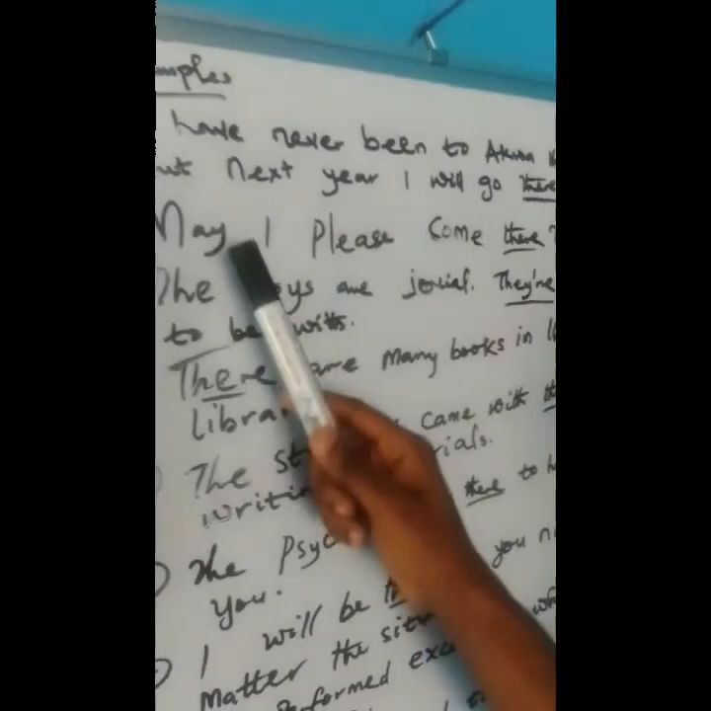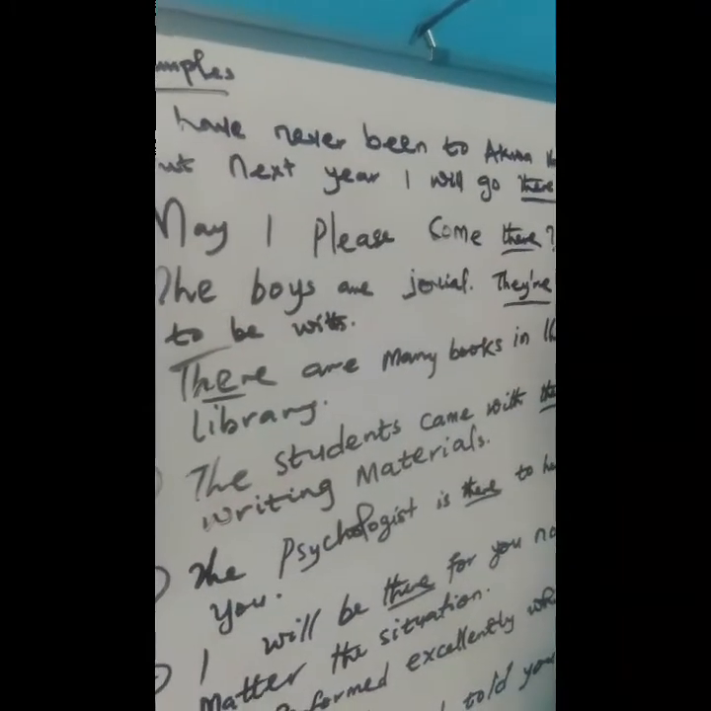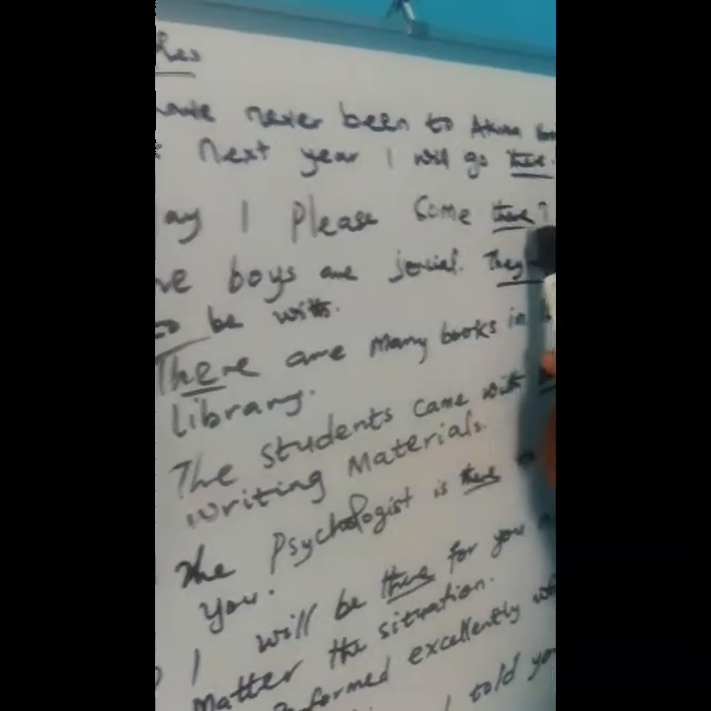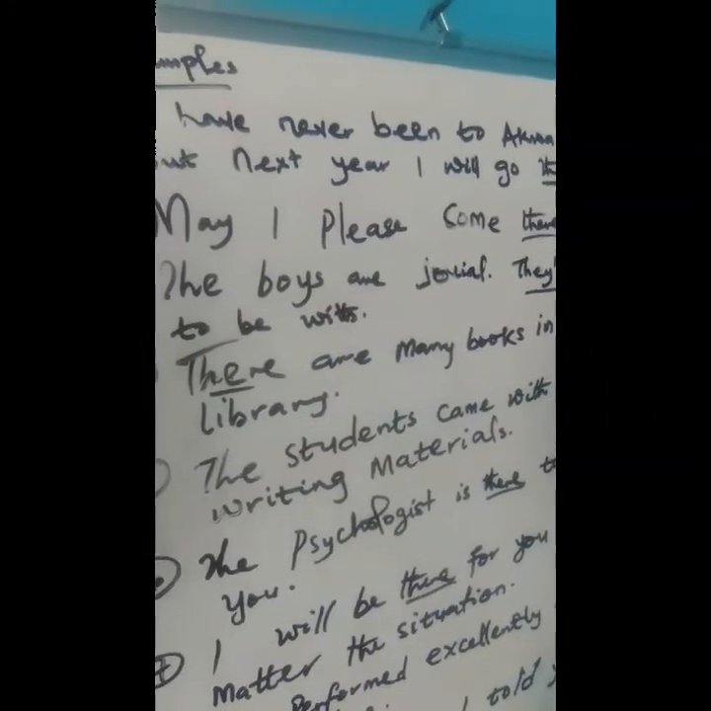Now, if you look at the example, you will see that there is used as the opposite of here. If you don't come here, you go there. So, may I please come there? At this point, it functions like an adverb.